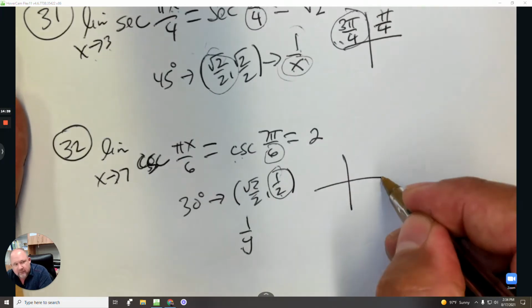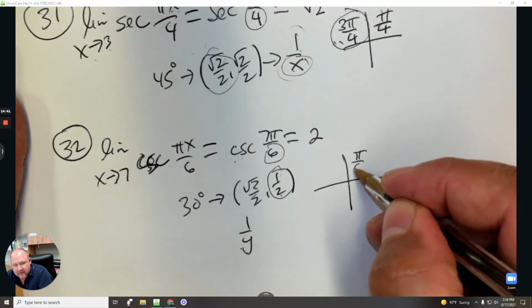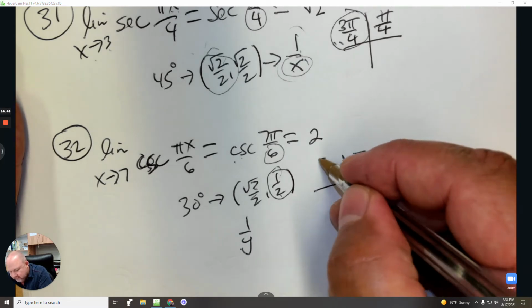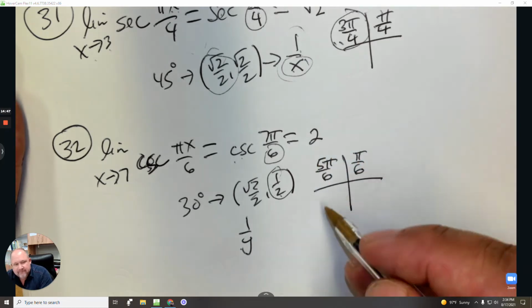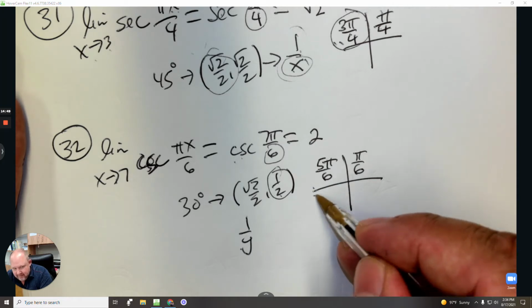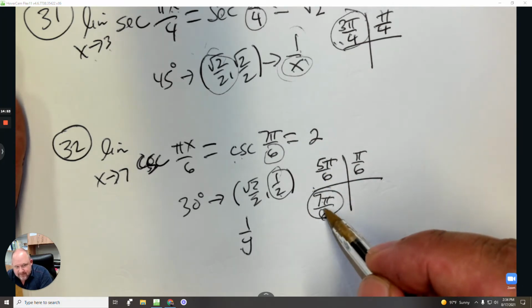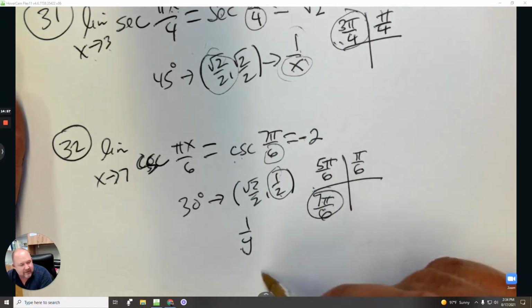What quadrant are we in? 1 pi over 6, 2 over 6, 3 over 6, 4 over 6. The next is 5, 6 over 6, and the next is 7. We're in quadrant number 3. And in quadrant number 3, the y-coordinate is negative, so this answer is negative 2.